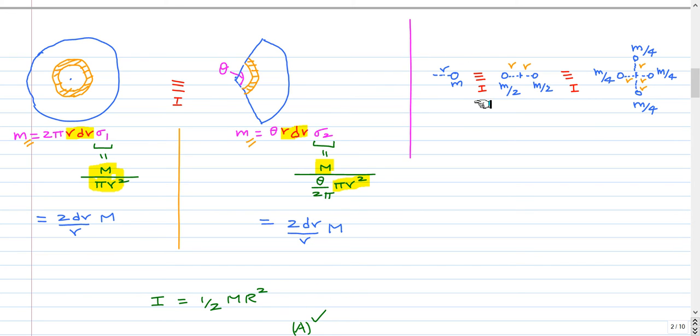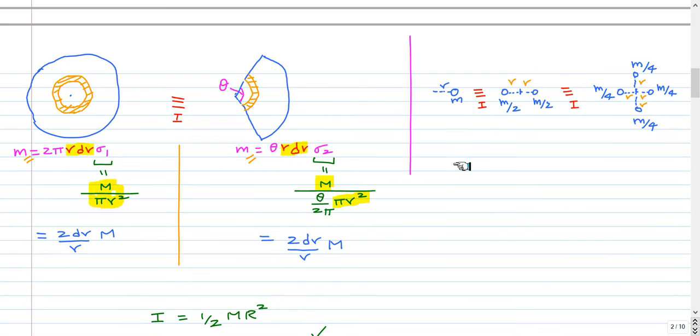The basic idea of this problem is, suppose you have a point mass at a distance r from this point, then the moment of inertia of this system is m r square, and suppose you have 2 point masses of mass m by 2, both at distance r, then the moment of inertia of this system is also m by 2 r square into 2, so it is same as this one, m r square. And also if you take 4 point masses of mass m by 4 at a distance r from this center, the moment of inertia of this system about this point is also m r square. So the correct option is option A.